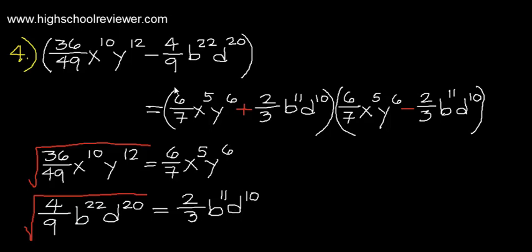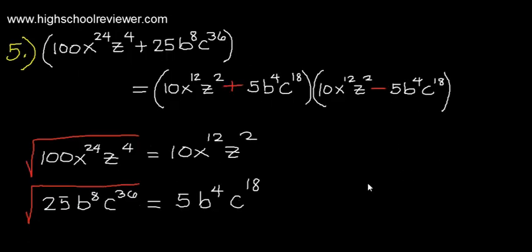And same step, multiply their factors. We have here 6 over 7 x raised to 5 y raised to 6 multiplied by the same term, and opposite to this will be 2 over 3 b raised to 11 d raised to 10 multiplied by the same term, and then separate the two quantities by the addition and the subtraction sign.